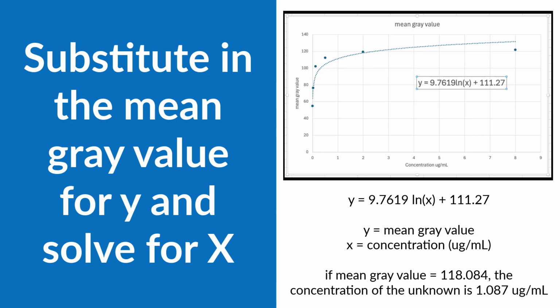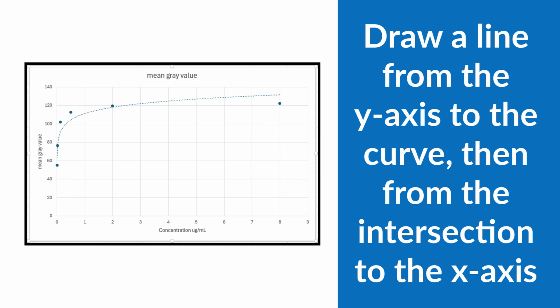For the first method, we will use the equation of the best fit curve to solve for the concentration. Substitute the mean gray value into the equation and solve for x. For the second method, print out your standard curve. From the y-axis of the standard curve graph, extend a horizontal line from this absorbance value to the standard curve. At the point of intersection, extend a vertical line to the x-axis and read the corresponding concentration.